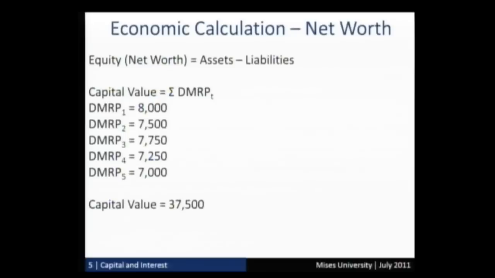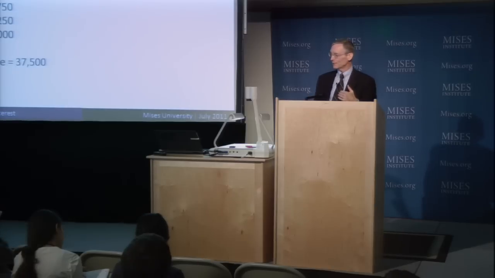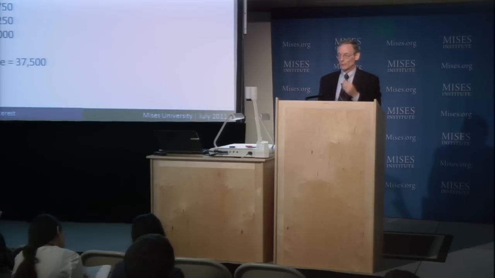He's not willing to pay more than that, because if he did, his net worth would be negative, right? Now, he'd like to pay less than that, but he isn't able because of competition of other entrepreneurs. Other entrepreneurs will be bidding for the services of these factors of production too, and will prevent him from earning exorbitant profit, or exorbitant equity in this case, by underpaying for the purchase of the capital good.